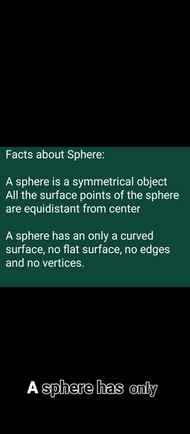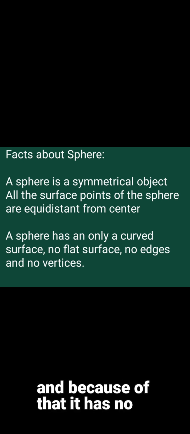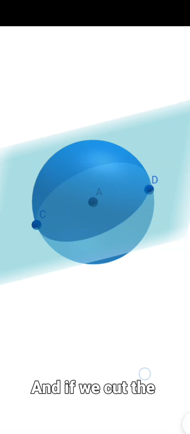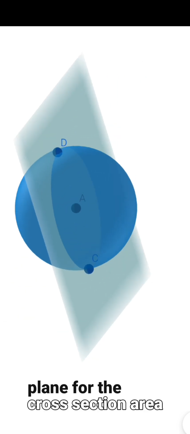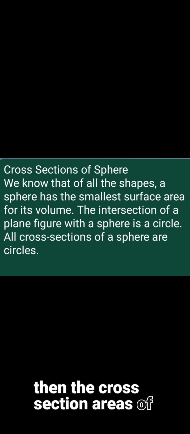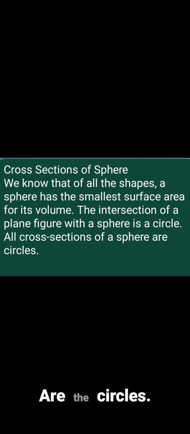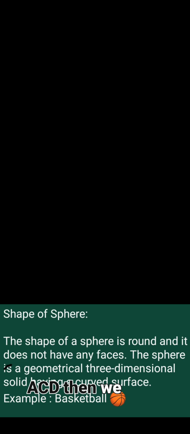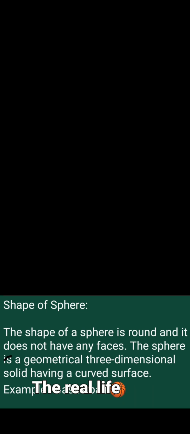A sphere has only one curved surface, it has no flat surface, and because of that, it has no edges and no vertices. And if we cut the sphere through any plane for the cross-section area, then the cross-section areas of the sphere are circles. You can see through the figure also, we have cut the sphere through a plane ACD, then we always get a circle. The real life examples of the sphere can be a basketball or a globe, etc.